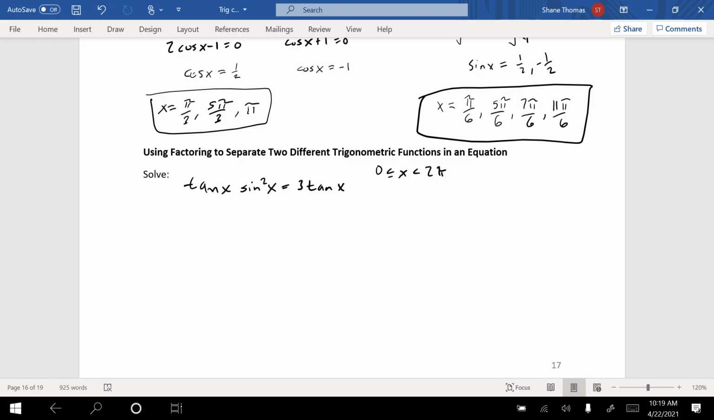All right, so this one, let's try to factor this guy. And if we're going to factor it, let's get everything on one side equal to 0. Okay, so I'm going to bring that 3 tan of x over. I have tan of x sine squared of x minus 3 tan x equals 0. Now, can we factor that?